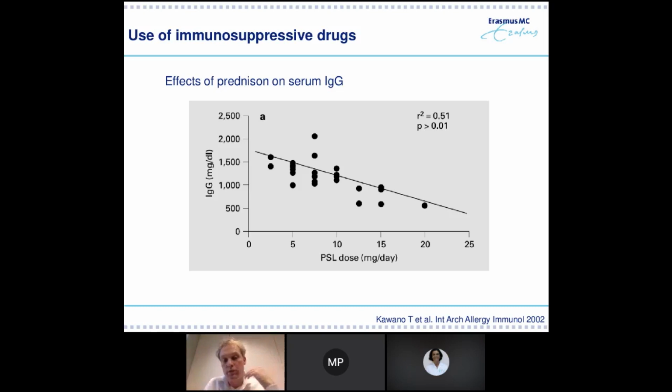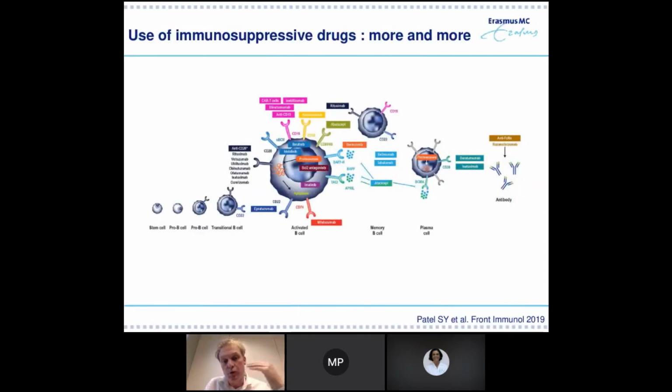So increasing dose of prednisone results in lower IgG, which results in an increased risk of infection. So this is for classical immunosuppressants, but also a picture from the paper from Dr. Patel showing the increasing numbers of B-cell ablative therapies, so directed, targeted therapies to the B cell, resulting in low numbers of B cells, resulting in low levels of immunoglobulins, resulting in an increased risk of infections.